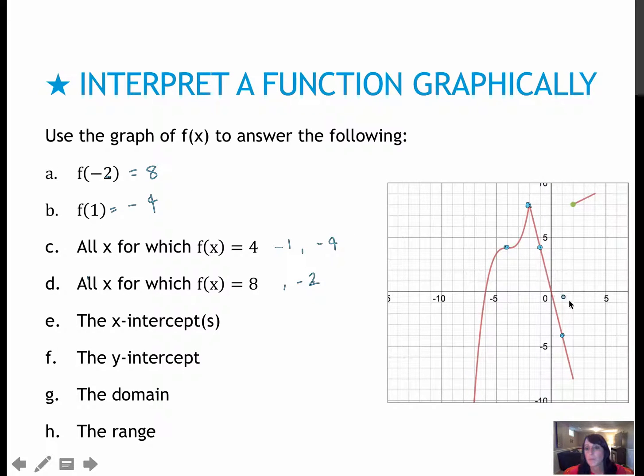The x-intercepts would be at (0, 0) and at (-6, 0). The y-intercept is just at 0.